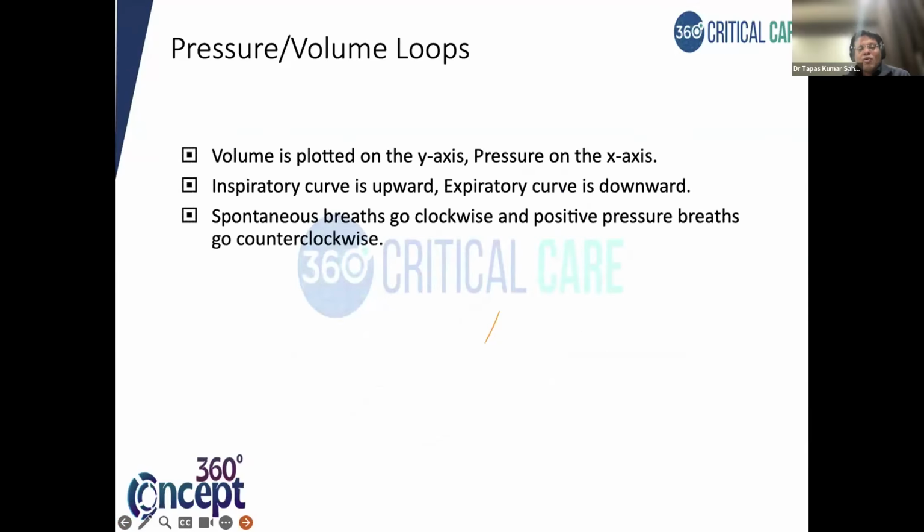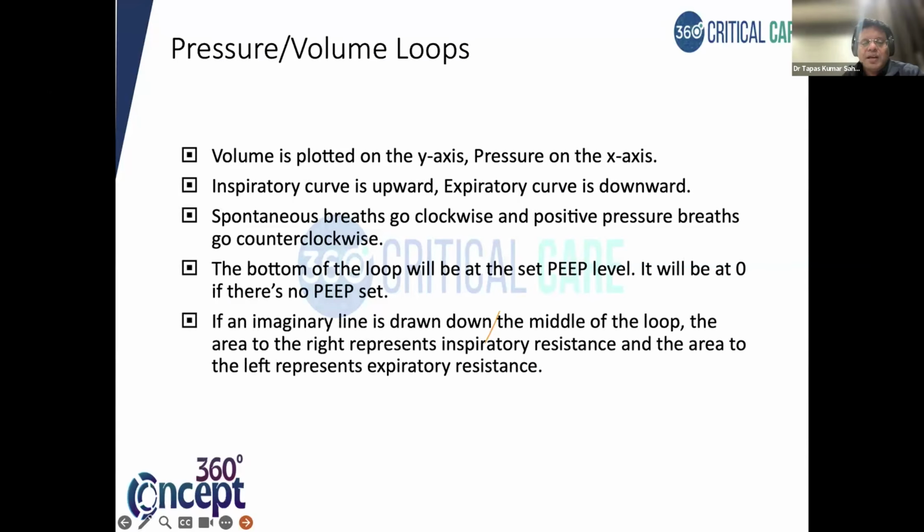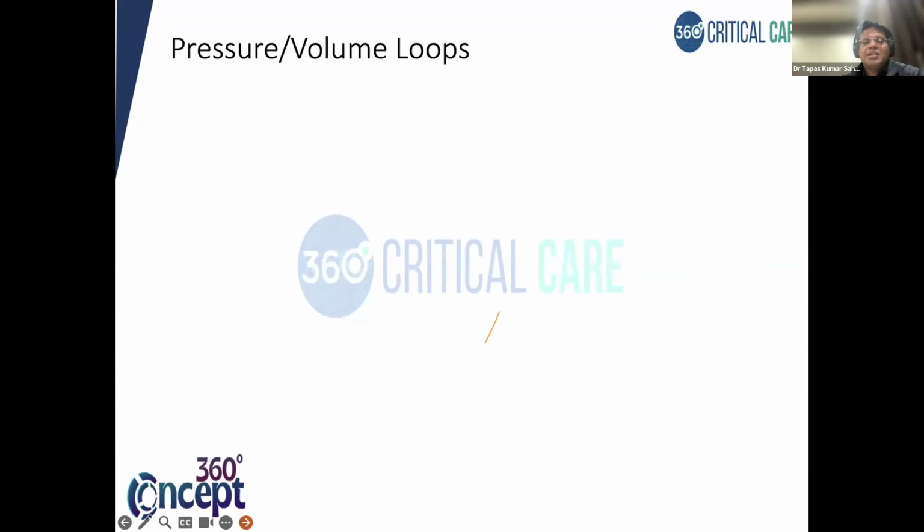Now spontaneous breaths go clockwise and positive pressure breaths go counterclockwise. So that is again one of the important things. So clockwise it would be spontaneous. You will be seeing it is a spontaneous breath. But with positive pressure it will go anti-clockwise. Okay. Now the bottom of the loop will be at the set PEEP. So PEEP would be the first initiating point, and it will be 0 if you are not putting any PEEP set. Now, if an imaginary line is drawn down the middle of the loop, the area to the right represents the inspiratory resistance, and the area to the left represents the expiratory resistance.